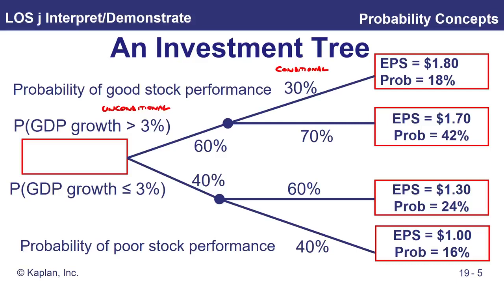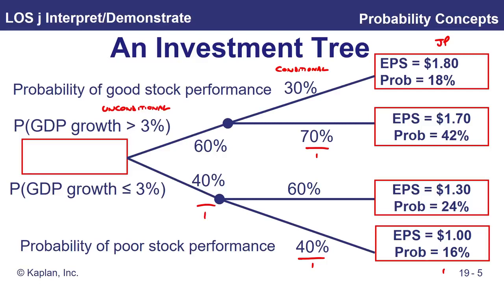And as per normal, notice with your joint probabilities, if you sum them, they sum to 1. Our probabilities always sum to 1. The unconditional probabilities, 60 and 40, sum to 1. The conditional probabilities, given that GDP growth is above 3%, sum to 1 or 100%. The conditional probabilities given GDP growth is less than or equal to 3%, sum to 1. And our joint probabilities here, 18 plus 42, that's 60, plus 24 is 84, plus 16, it also adds up to 1.